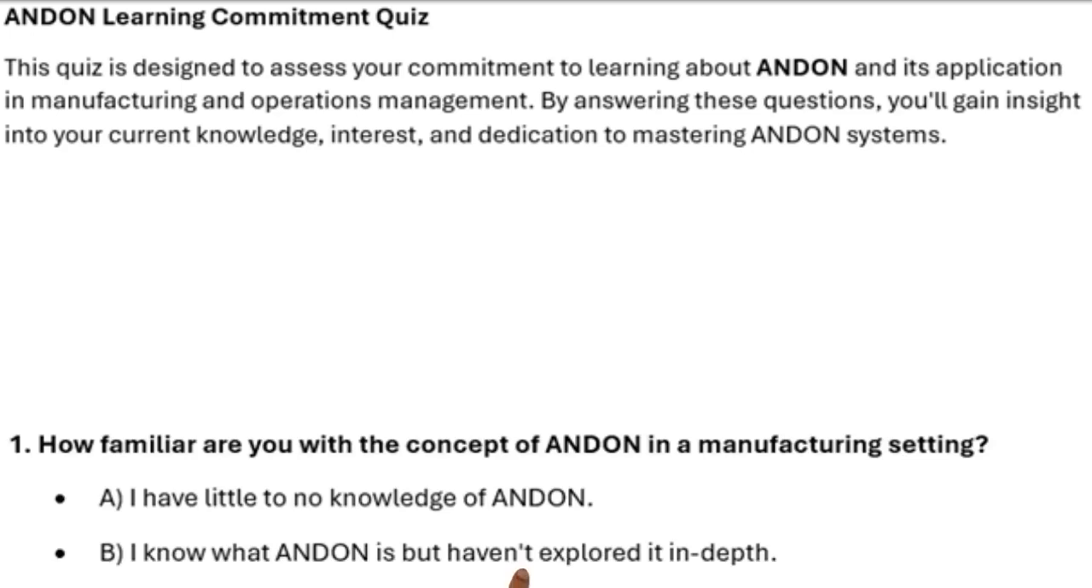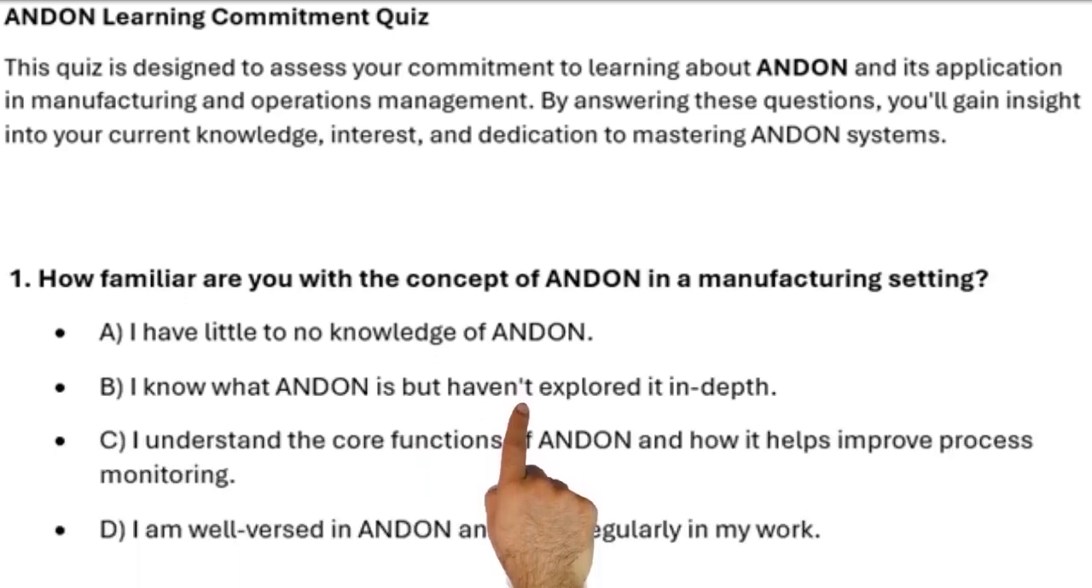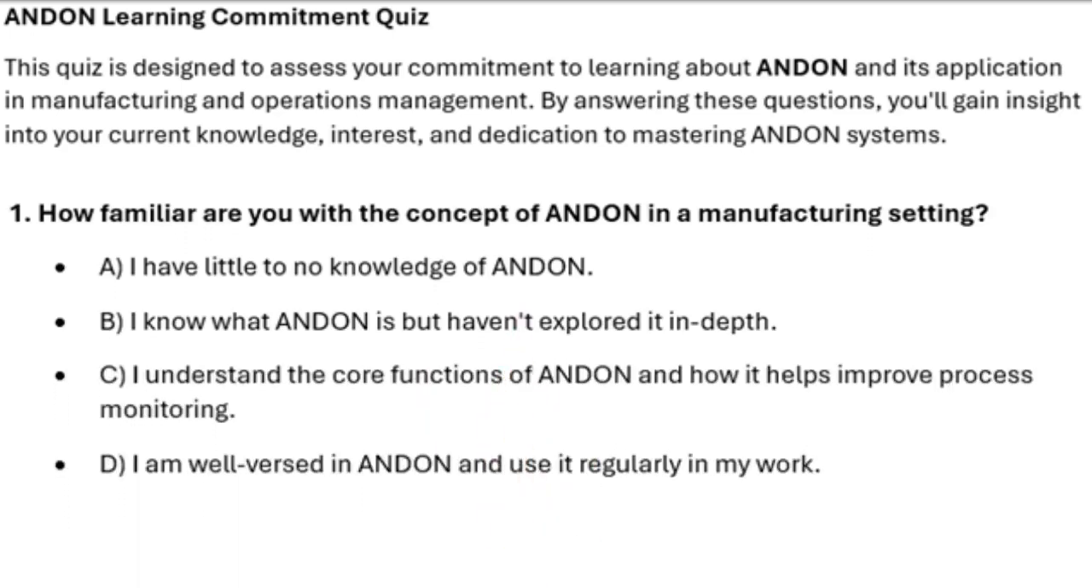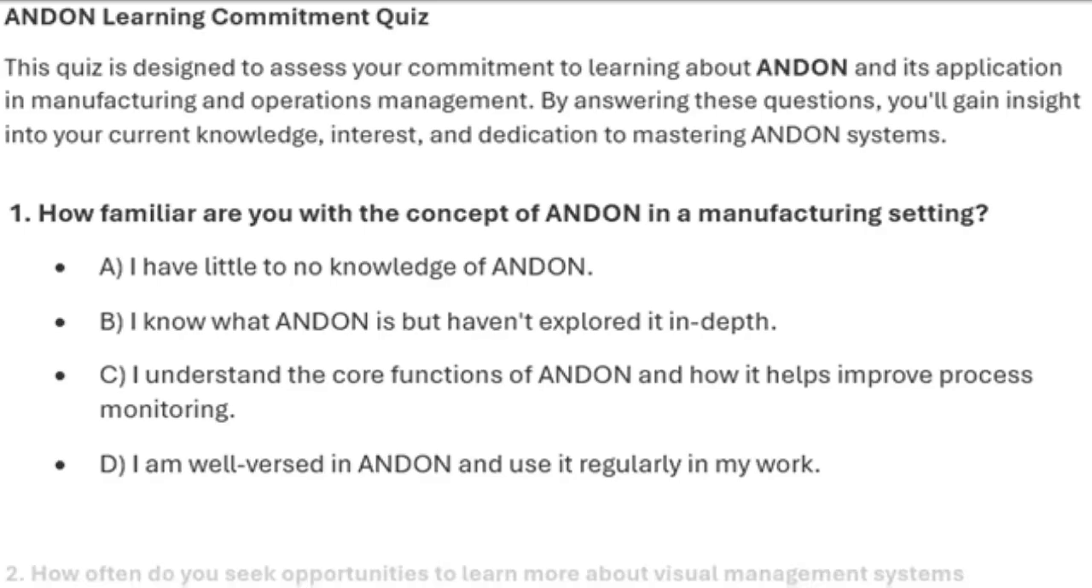How familiar are you with the concept of ANDON in a manufacturing setting? A. I have little to no knowledge of ANDON. B. I know what it is but haven't explored it in depth. C. I understand the core functions of it and how it helps improve process monitoring. D. I am well versed in ANDON and use it regularly in my work.